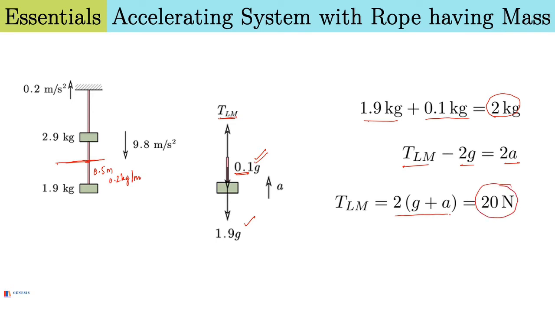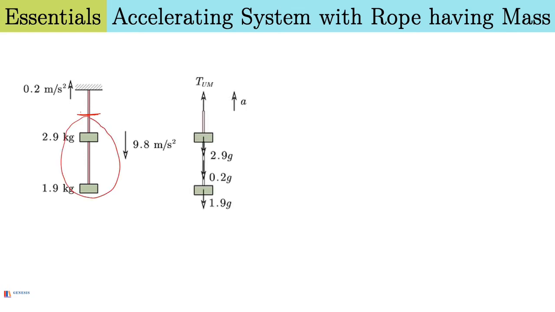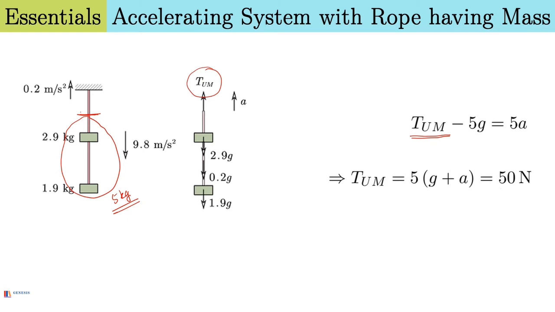Similarly, to find the tension at the midpoint of the upper wire, which we need in part B, put a mental cut at this point and draw the free body diagram of the lower portion. Proceed exactly as we have done before, and you should be able to see that the mass below this point is 5 kg. And therefore, the equation of motion is TUM minus 5g is equal to 5a, where TUM is the tension in the midpoint of the upper wire. So TUM becomes 5 times (g plus a), substitute the values, you will get 50 newtons. And therefore, the answers are part A 20 newtons and part B 50 newtons.